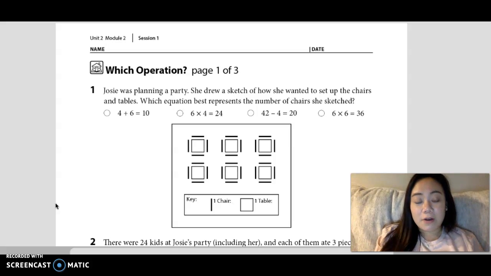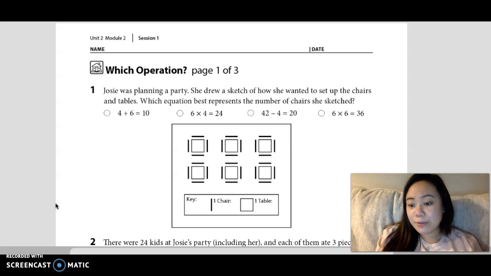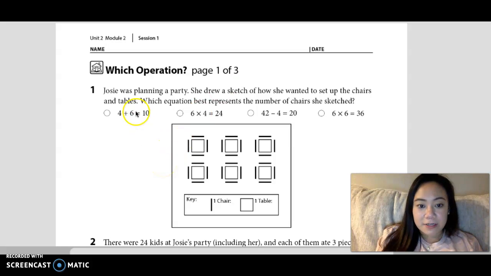All right, so go ahead and take a minute and grab this blue worksheet that I put in your mailbox on Monday or Tuesday. It's called Which Operation. And I know it says page 1 of 3. I only sent home 2 pages for you. All right, let's get started.